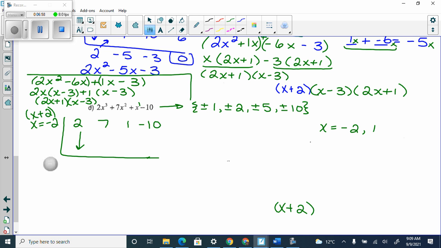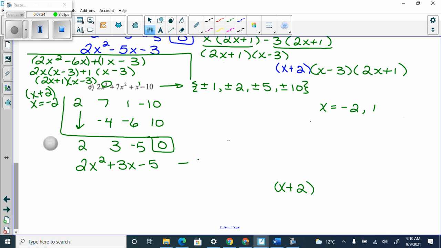Drop the 2. -2 times 2 is -4. Add it is 3. -2 times 3, add it is -6. Multiply. Add it now is -6 plus 1 is -5. Multiply -2 times -5 is +10. And I get a 0, so I know I didn't make a mistake. Now this is a cubed. I took an x out, so this is going to be a squared. 2x squared plus 3x minus 5.